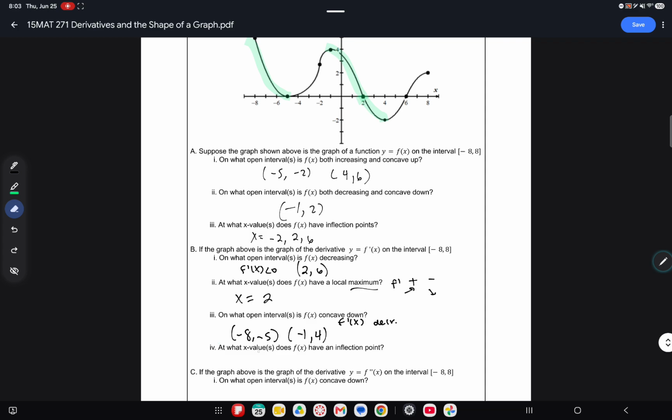And then at what values does the function have an inflection point? This would be where the second derivative is 0 and changes sign. So I have zeros here, here, and here.